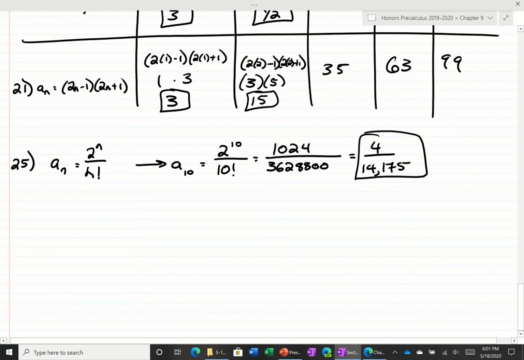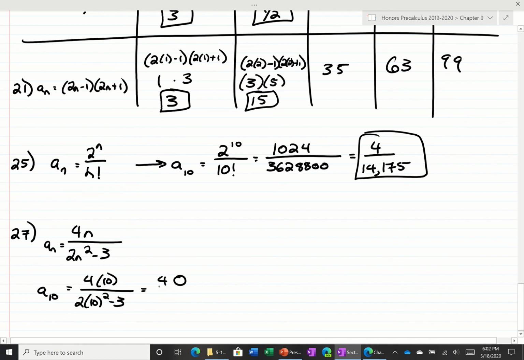All right, for 27, 27 is easy. 27 just says we're doing a sub n is equal to 4n over 2n squared minus 3. A sub 10, if you plug in 10 here, 4 times 10 divided by 2 times 10 to the second minus 3 is 40 over 200 minus 3. And that'll reduce to, let me see here, 27. Oh, it actually wants us to find a sub 12.